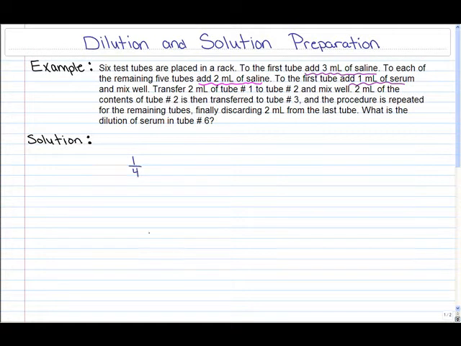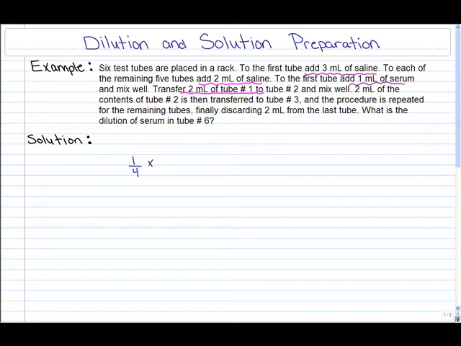Now why is it 1/4? Well, the 1 here is the volume of the serum, so it's 1 milliliter of your serum, and the 4 here consists of 1 milliliter of your serum plus the 3 milliliters of the saline. So the 4 here would be the total volume of the solution. So basically we have 1 milliliter by 4 milliliters. Now we need to multiply this by the contents of the second tube.